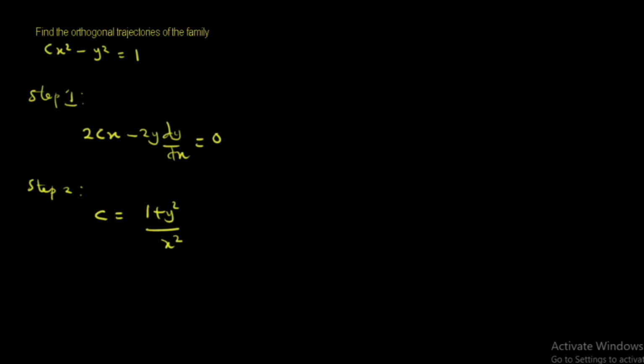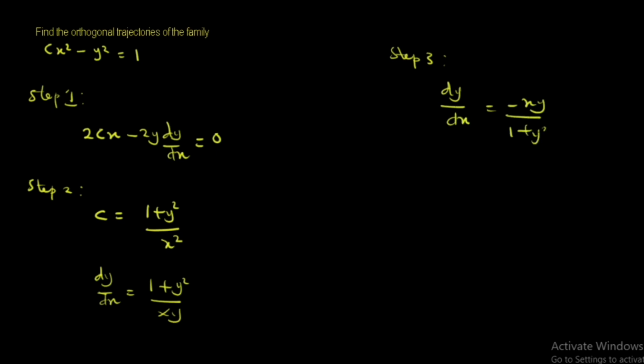And when you do the substitution into step 1, the answer you're going to get is dy over dx is equal to 1 plus y squared all over xy, which is step 2. Now for step 3, I hope you remember step 3. We are going to replace the dy over dx with negative 1 over dy over dx. And when you do the replacement, you're going to get that dy over dx is equal to negative xy all over 1 plus y squared.